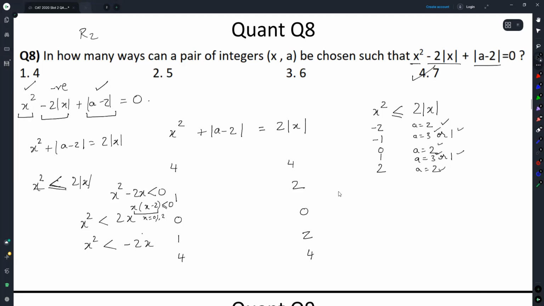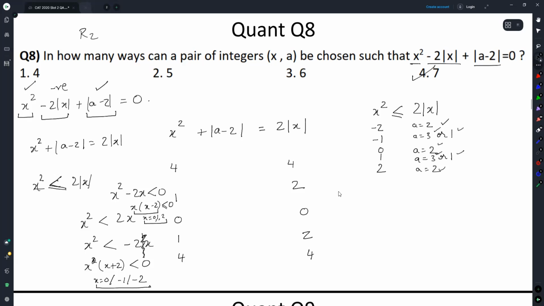When you do it for this portion, you will get x square plus 2x is less than or equal to 0. So x equal to 0 or minus 1 or minus 2. These are the only cases that are possible. Basically, have I found a precise range for what values x can take? And once I've got a precise range for what values x can take, then I can go ahead and check it for a.